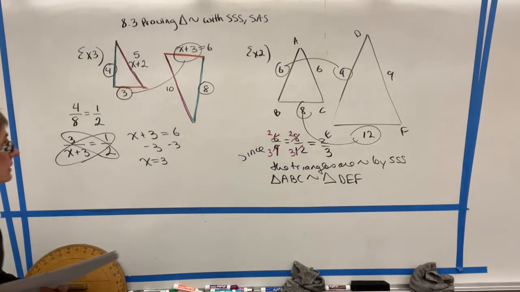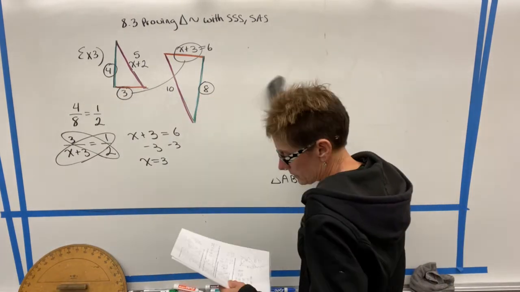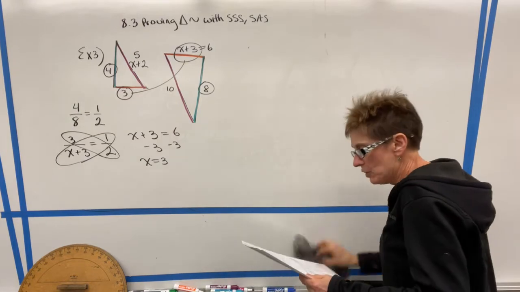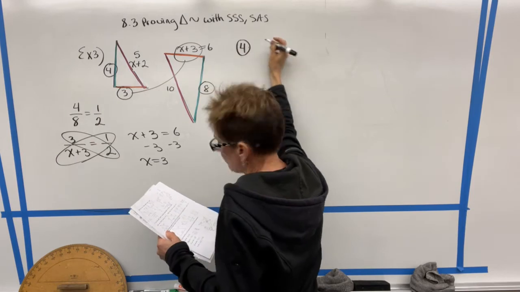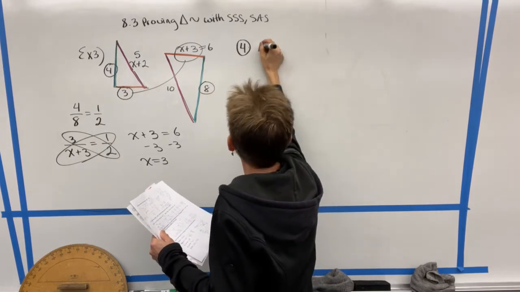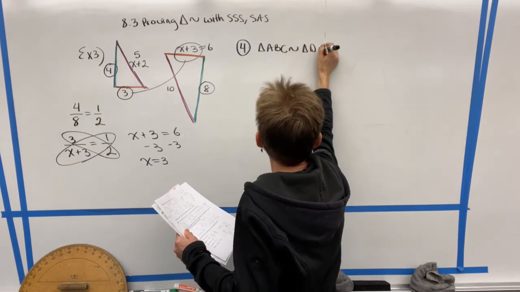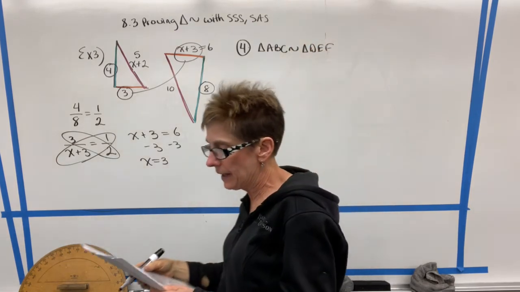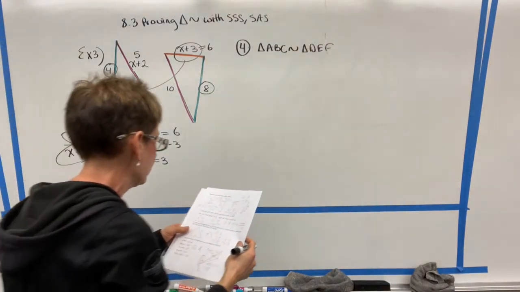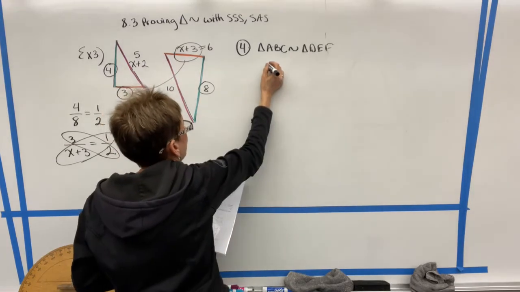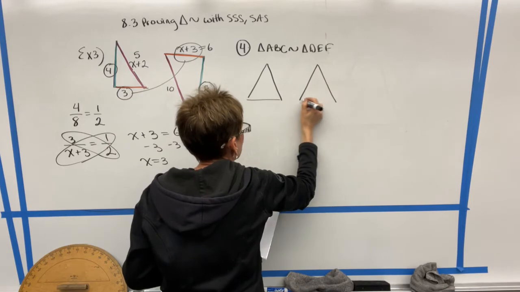Okay, let's go ahead and do example number 4. We have 2 more examples, 4 and 5. All right, so for example number 4, it says verify that triangle ABC is similar to triangle DEF. So I want to verify that ABC is similar to DEF and find the scale factor. The problem does not give me a picture, but I'm going to draw one.